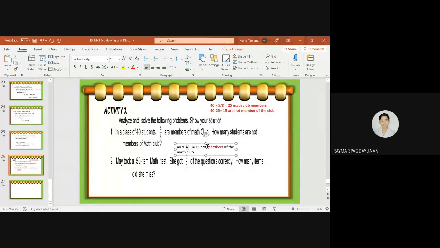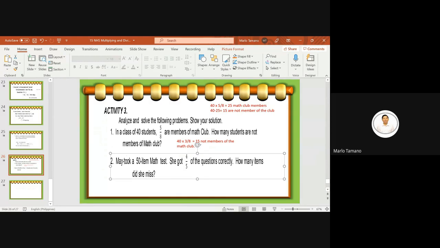Ayan. Ay, hindi nakulayan. Yan, nakulayan na. Correct. Okay? So, last na. So, May. Si May daw, May. Pangalan po ng tao, May took a 50-item math test. She got 4/5 of the questions correctly. How many items did she miss? Ilan ang na-miss niya?